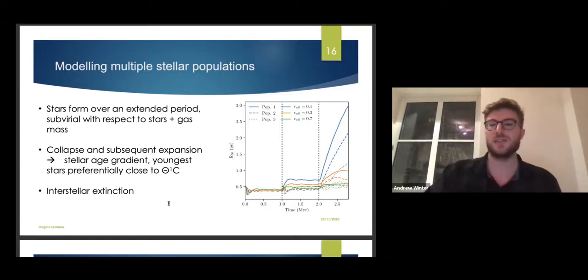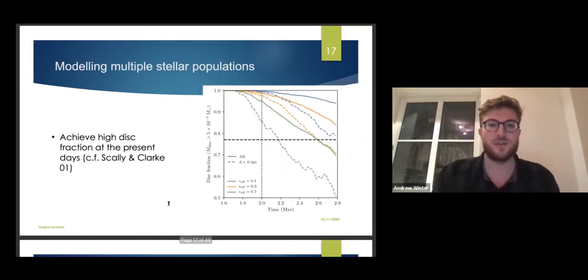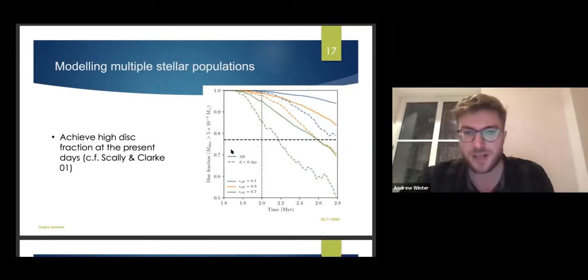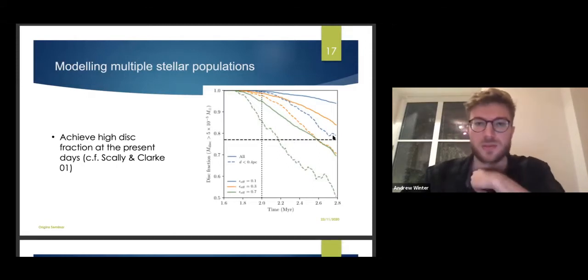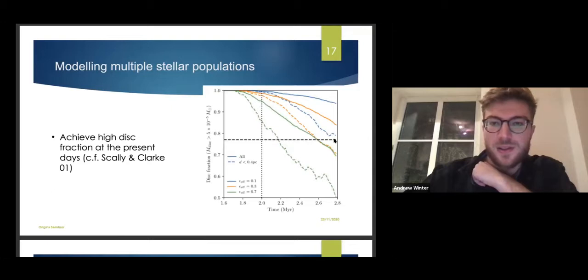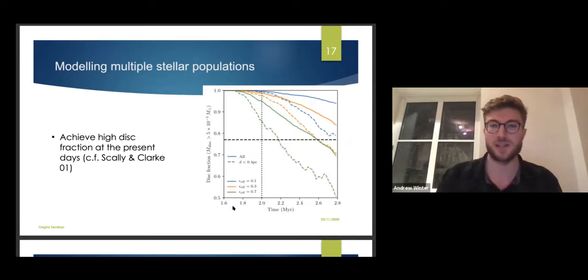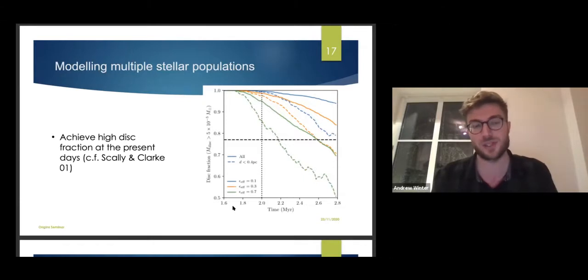And if you combine this with interstellar extinction, what you actually do find is a high disc fraction at the present day. So the dashed horizontal line is the approximate disc fraction in the core of the Orion Nebula cluster. And then what we can see are these trajectories, depending again on your star formation efficiency, in terms of the fraction of surviving disks within this model, just tracking these disks. And essentially, using this mechanism, you can achieve quite high disc fractions at the present day.